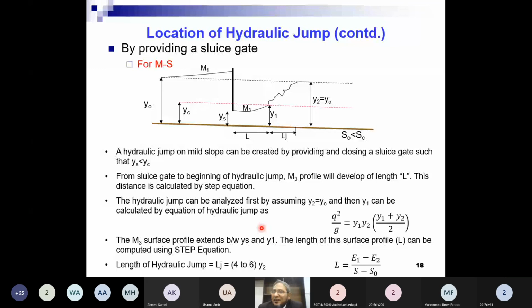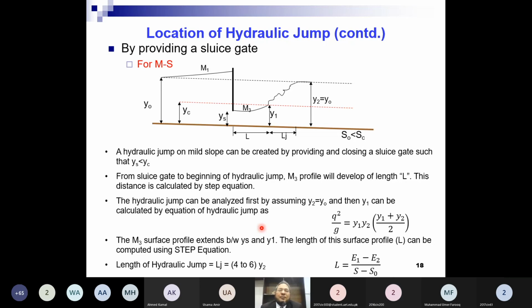Okay, S is computed. How much is the slope of energy line? It is 0.103. Yes, very good. This is slope of energy line.